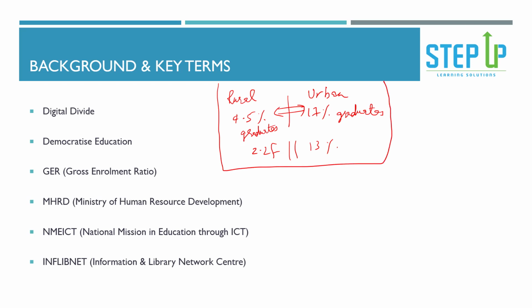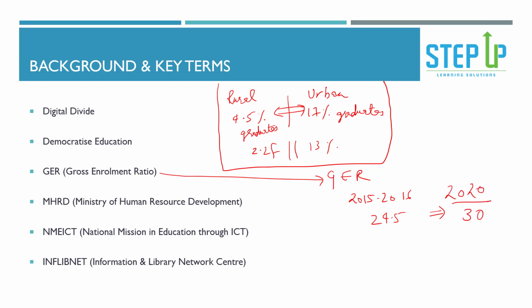The second thing is the gross enrollment ratio, the GER. If you look at enrollment in our higher education institutions, according to the 2015 to 2016 data, we were around 24.5%, and the goal of the government is that by 2020 our gross enrollment ratio should be around 30. These are some of the key parameters where we want to improve. And how do we improve that? By taking advantage of the technology that is available to us.